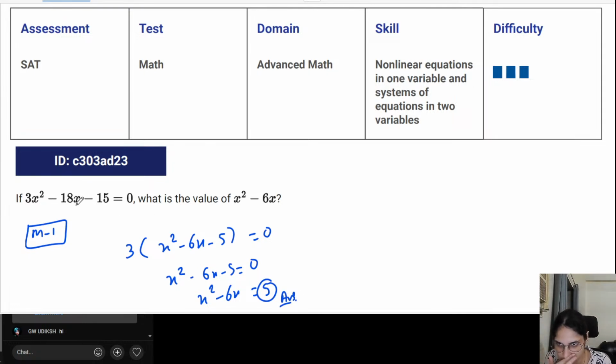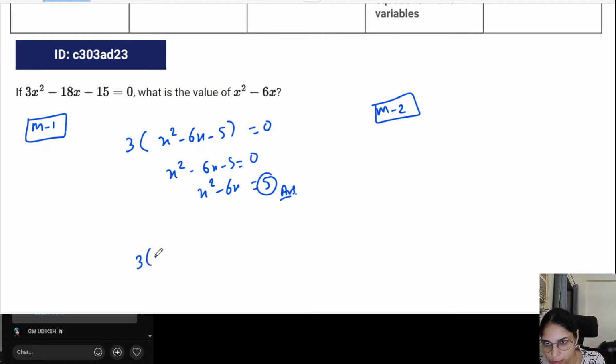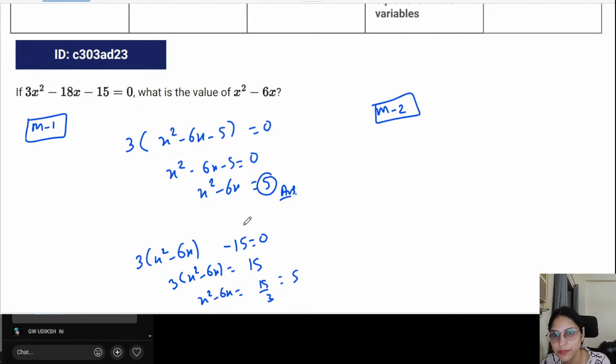Just do some manipulation. You are able to see x squared minus 6x over here, because 3 times 6 is 18. And even if 15 was not divisible by 3, even then, what you would do? You would simply do this. Keep this same. Divide by 3. If it were not divisible by 3, then also you can do this, but here it's also completely fine.